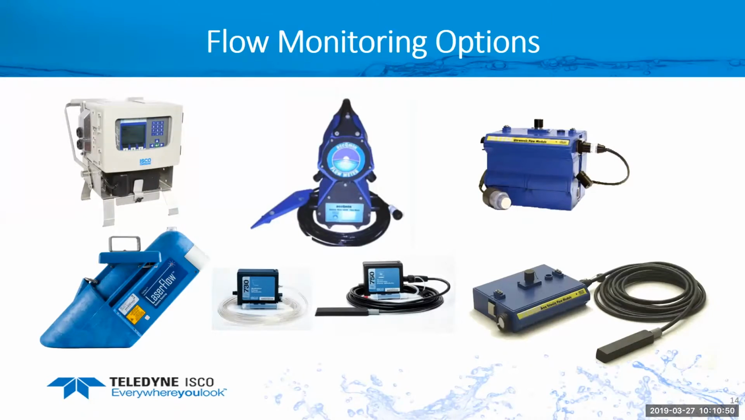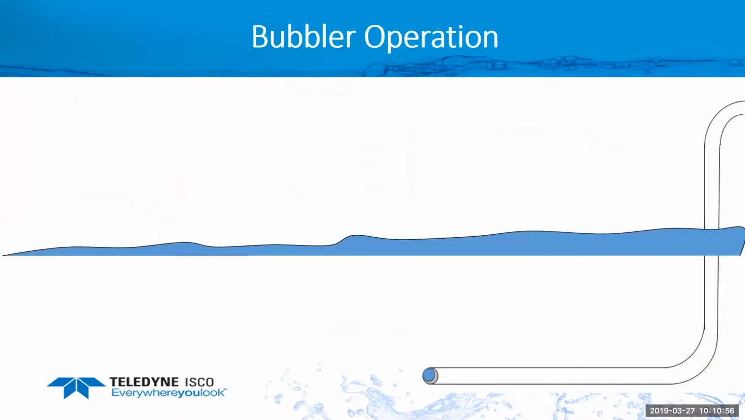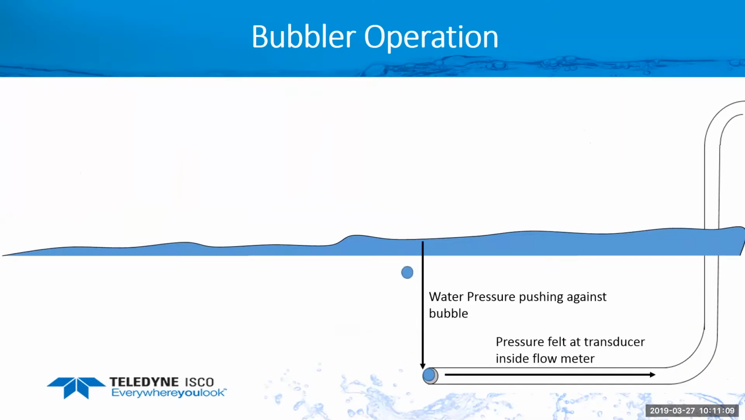So let's talk about the operation of those actual flow measurements. Bubbler operation, pretty simple. Basically, you've got a bubble line that sits down in the water, and what that bubbler does is it pushes an air line outside, and that water pressure that bubble has to push against is felt back at the pressure transducer inside the meter.